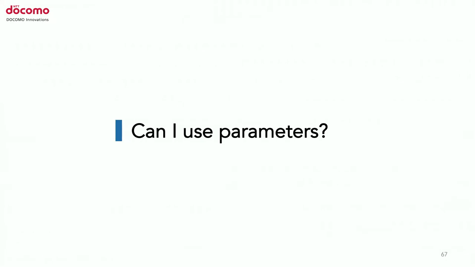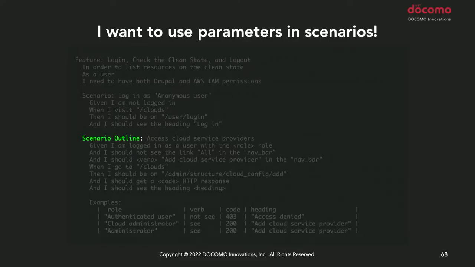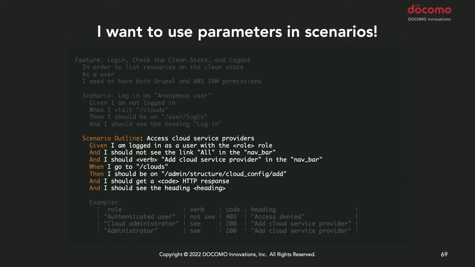Can I use parameters? Because the test scenario looks static. We want to give some variables into our test scenarios. The answer is yes. We can include a parameter in a test scenario, starting with the keyword Scenario Outline. So we can give the variable parameter into the test scenario like this. The green bracket words are placeholders corresponding to the table header columns below. In this example, there are three rows in the table, so Behat will repeat this test scenario three times by changing the values of the placeholders automatically.